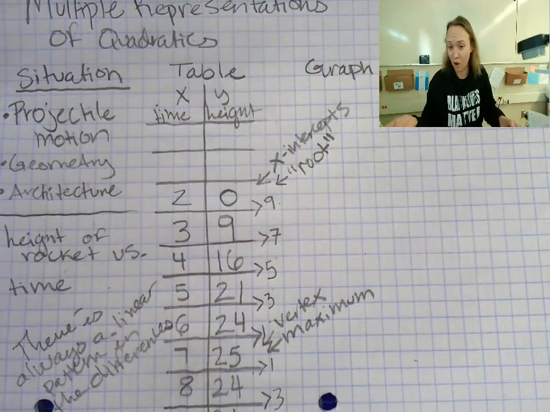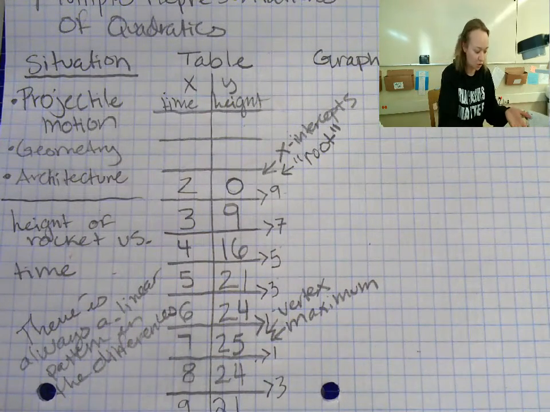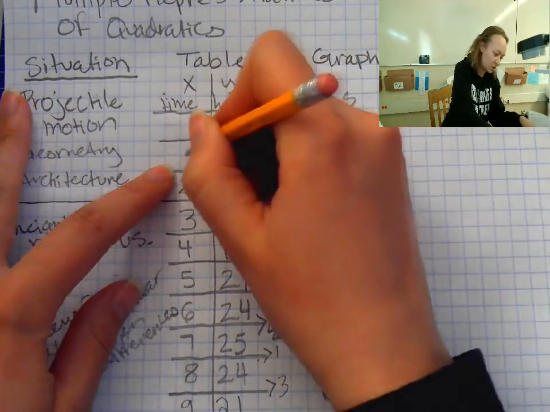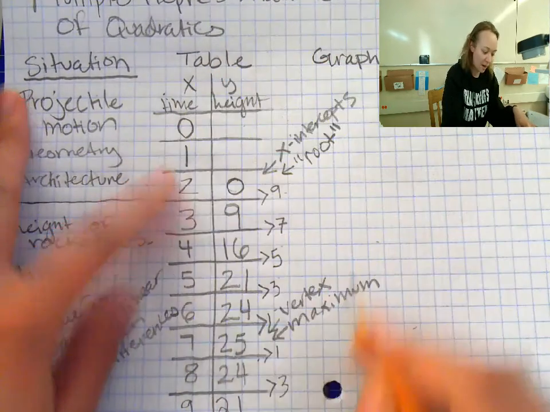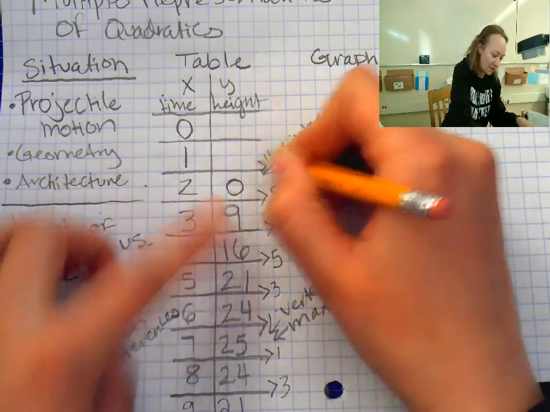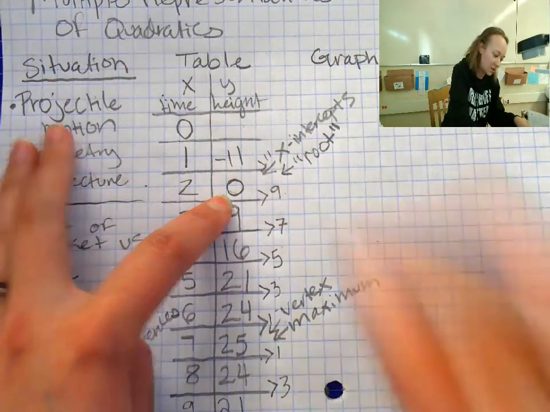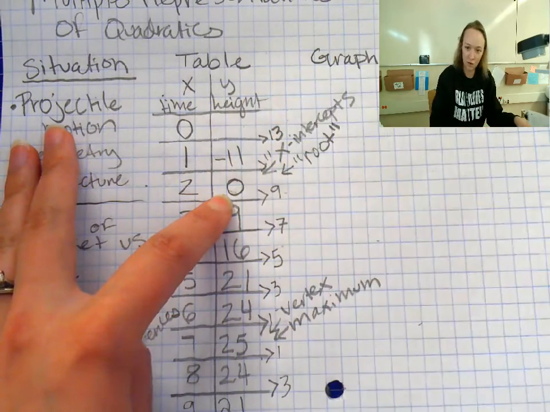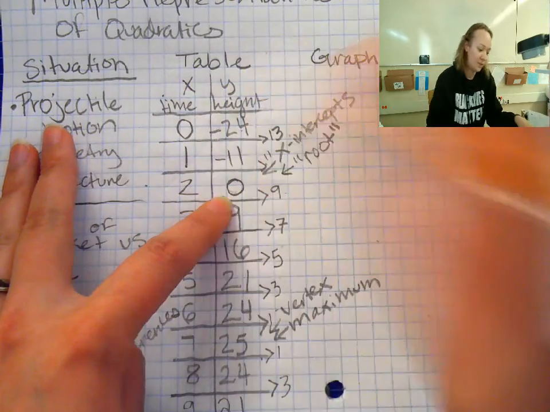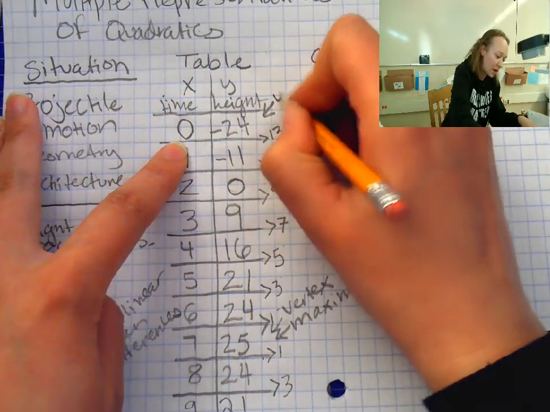Now, parabolas also often have a y-intercept. We don't have a y-intercept for our data here because there's nowhere where x equals 0. But if we worked backwards and we use that pattern, 1, 3, 5, 7, 9, and we could go 11 further down, which would give me negative 11, and then I could go 13 further down, which would give me negative 24. And so that right there, that would be my y-intercept.